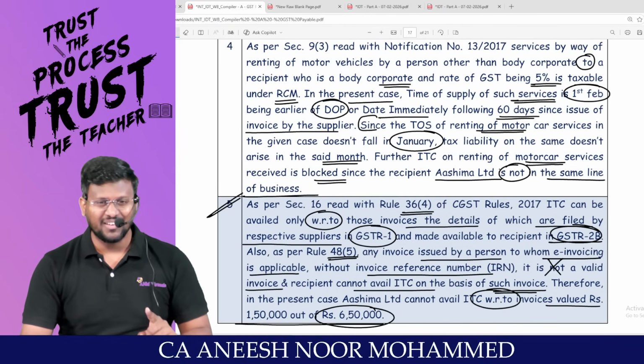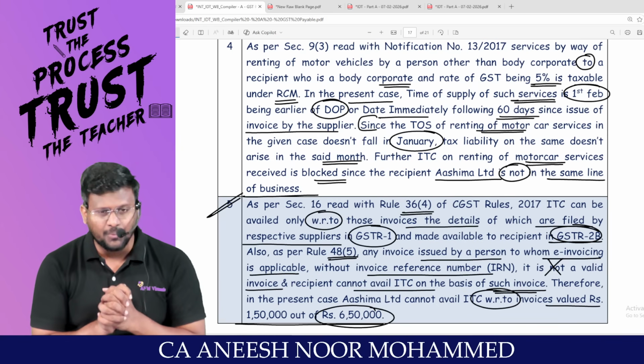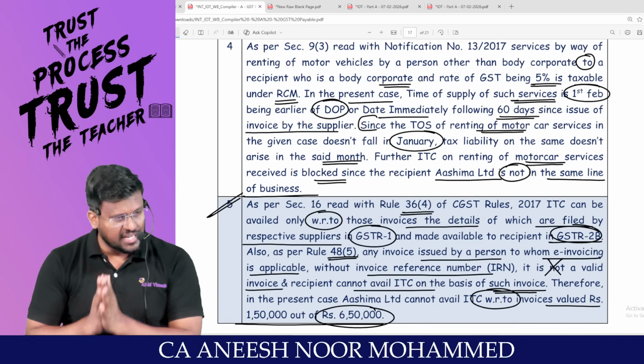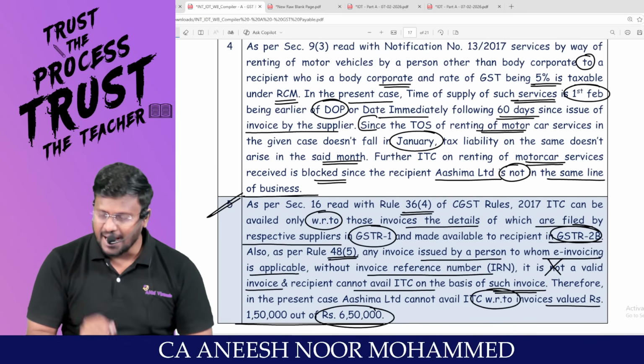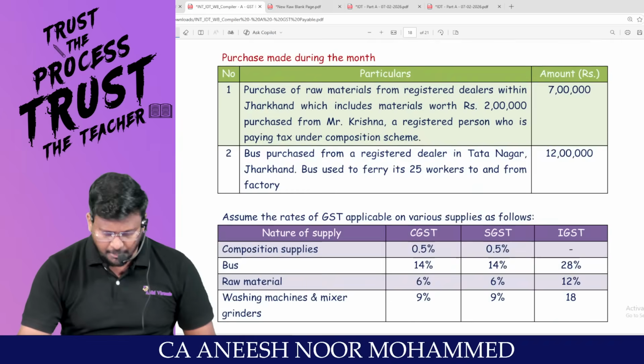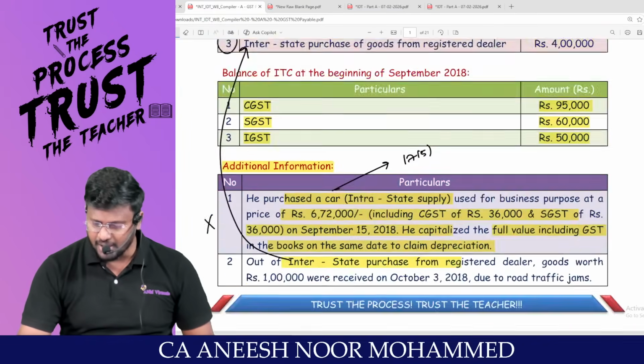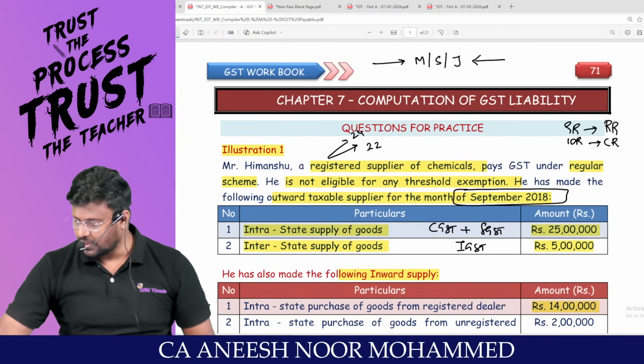S stands for sales details. P stands for purchase details. E stands for expenses details. N stands for net ITC. And T stands for total. With this, our set number 1, the first 5 questions of computation of GST payable, has come to an end, my dear lovable students.